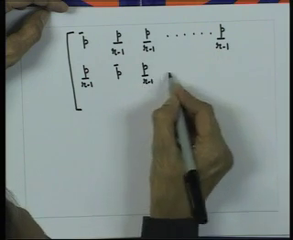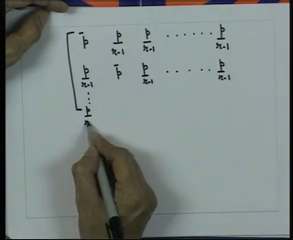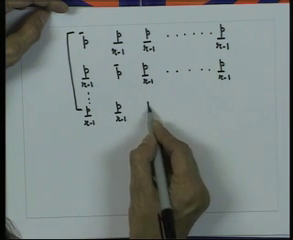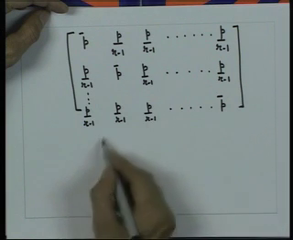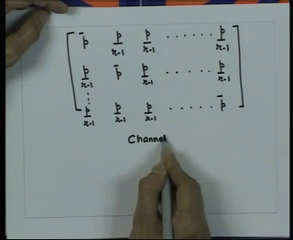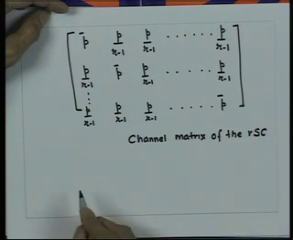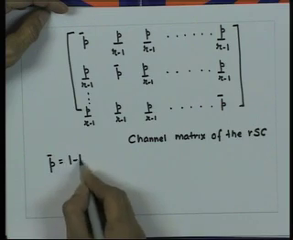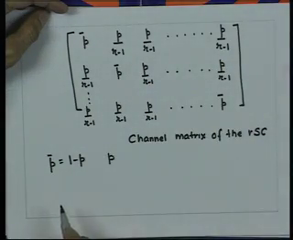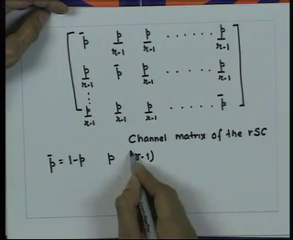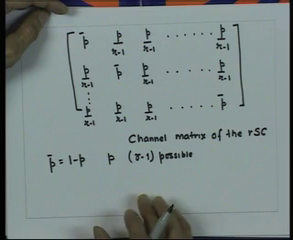So, this matrix is of the size r by r, and this is the channel matrix of the RSC channel. As usual, p bar is equal to 1 minus p. The overall probability of error for this channel is p, but there are r minus 1 possible incorrect output symbols for each input symbol.